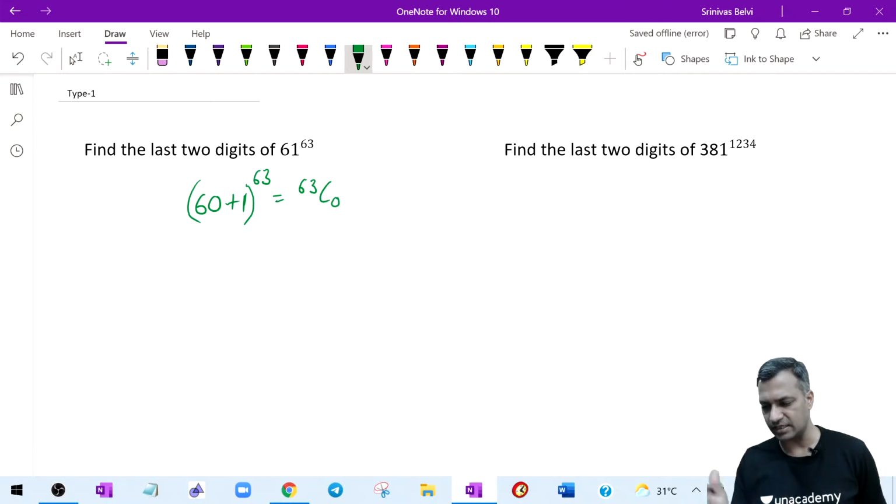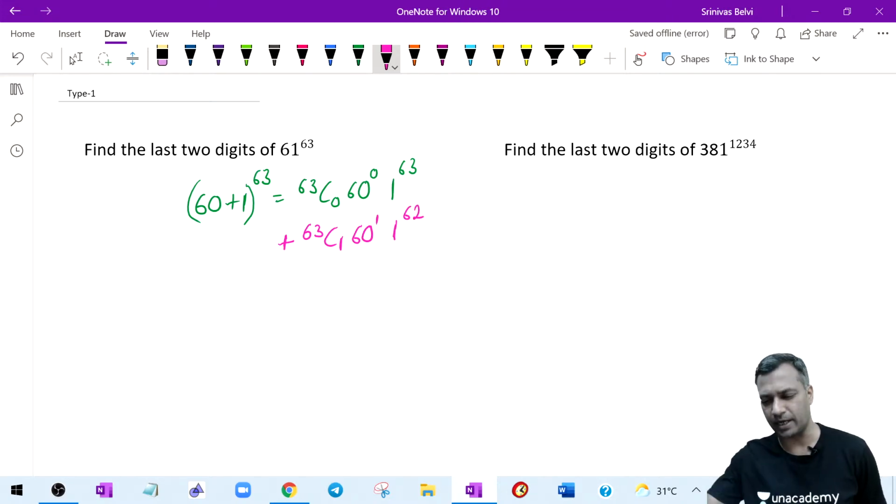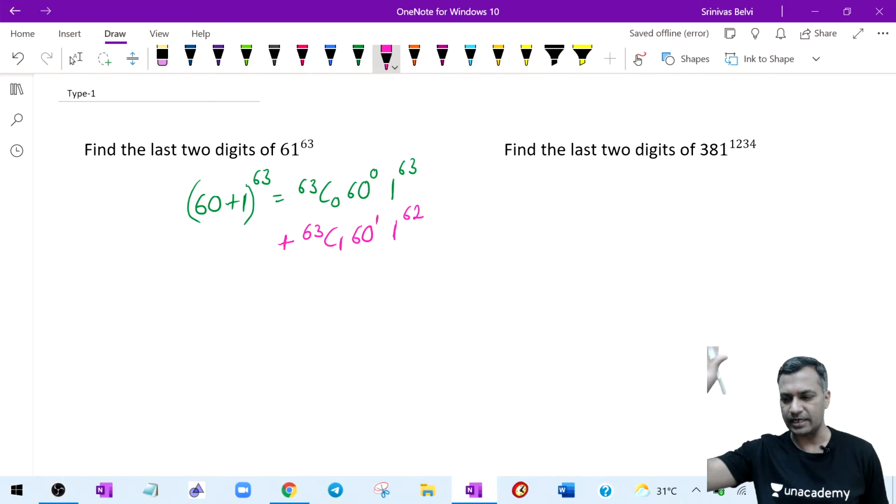630, that is nC0, and then 60 raised to power 0 and 1 raised to power 63. This could be the first term of the binomial. Then he goes on to write the second term of the binomial: 63C1, 60 raised to power 1 and 1 raised to power 62. I'm just expanding it so that you are clear what I'm writing the expansion of.